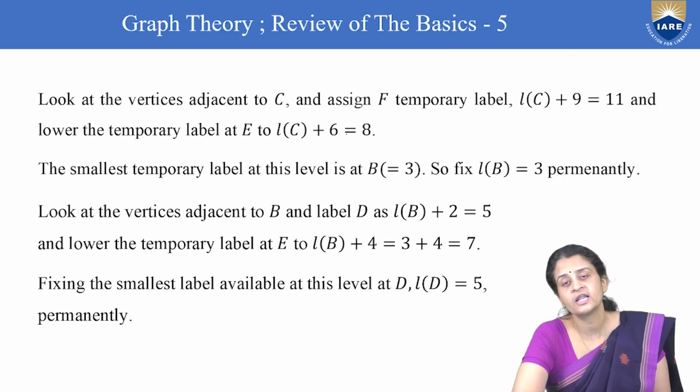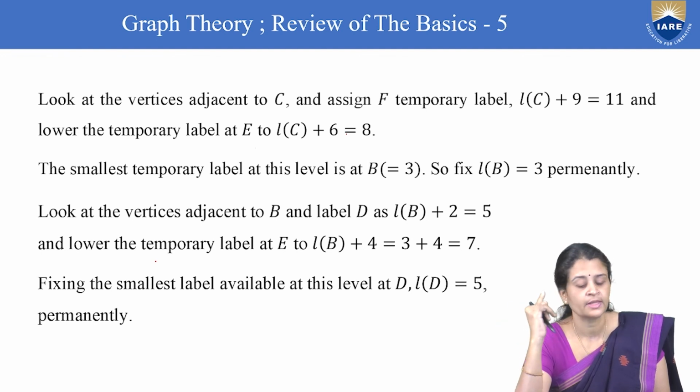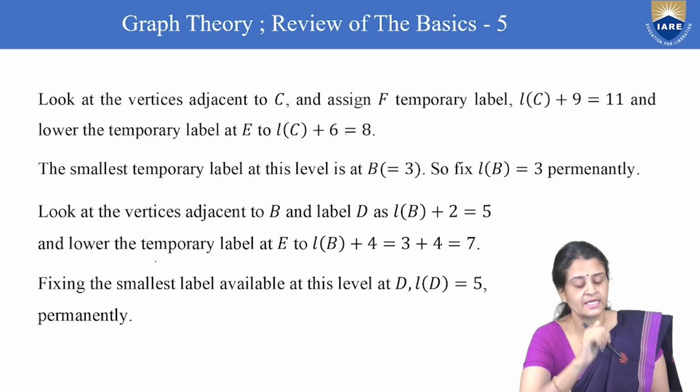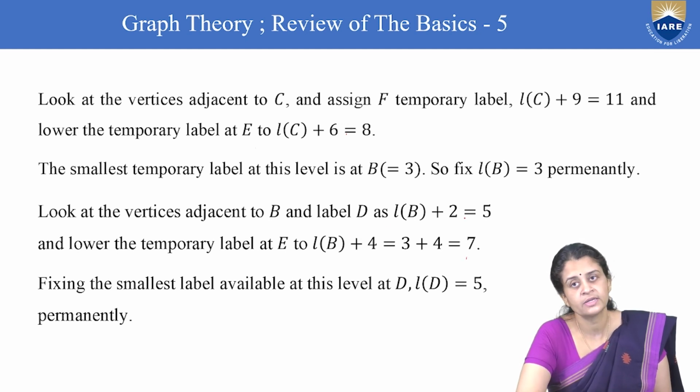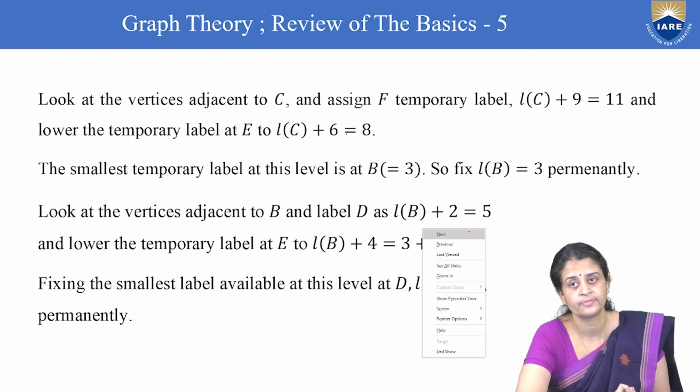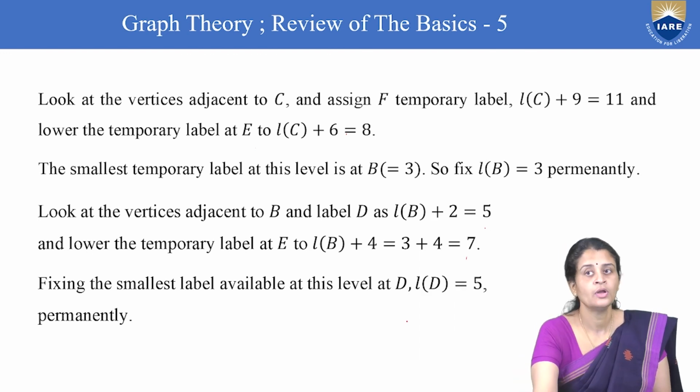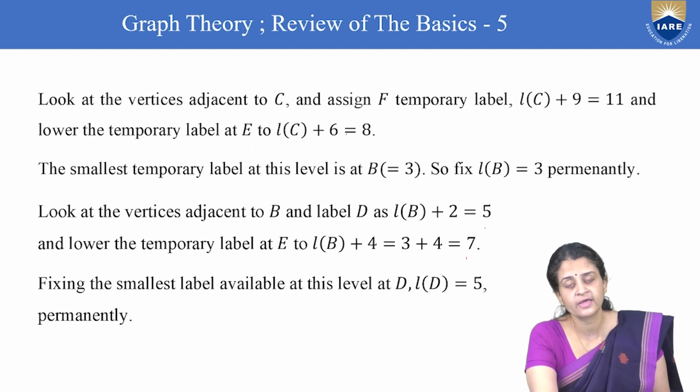So this L of D can be here 5. Earlier we had it to be 9, then the label at E got to be 8, and now we have got the label at E to be 7. Now we are fixing the label at E to be 7 and the label at D to be 5. At this level, out of 5 and 7, the label at D is less, so we consider the label at D.